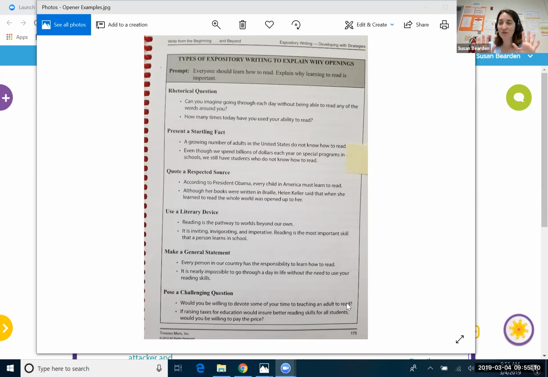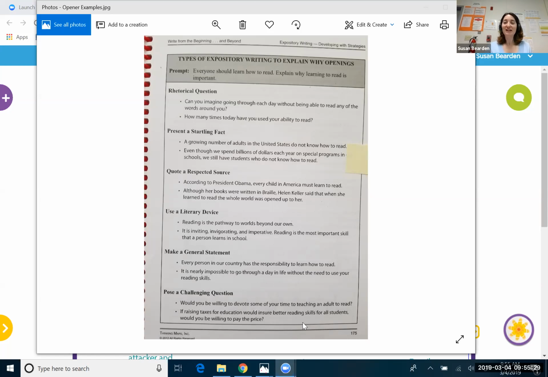Right. Okay, let's look at one more example to help us get this idea firm in our heads. So our last example down here, if you'll follow my cursor, read along with me if you like, it says, if raising taxes for education would ensure better reading skills for all students, would you be willing to pay the price?